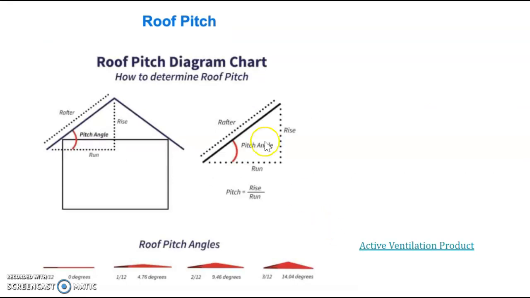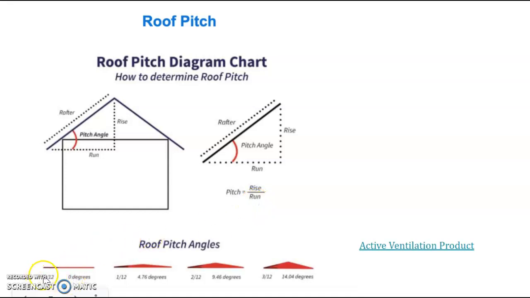If you are into construction, what about a roof pitch diagram chart? Okay, how to determine the roof pitch. Roof pitch is really how sloped your roof is. Okay, and it is very much like your slope triangle. It is rise over run. Pitch is defined as rise over run.